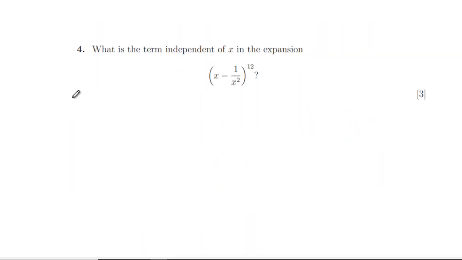Anyway, take it. What's the term independent of x in that expansion? Oh, I don't like that very much. Right, so how are we going to get, so independent, if we've got 12 of them, we're going to have 8 on the first one. So we're going to have x to the 8 multiplied by 1 over x squared to the 4. So we need to do that split. So how are we going to end up? There's only 1's in it. So all we need to do is find the choose number.